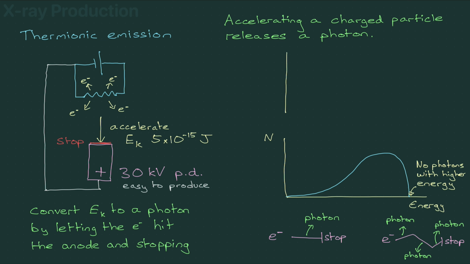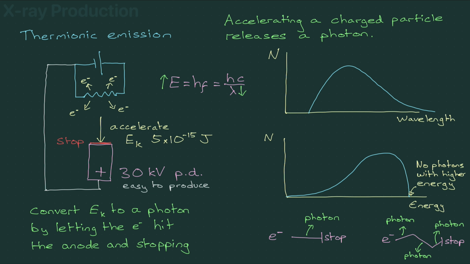Flipping this around, we normally plot the graph with wavelength on the x-axis. Since E equals hf equals hc over lambda, increasing energy means decreasing wavelength. So the graph is flipped on the x-axis. Now we have a graph with a minimum wavelength.